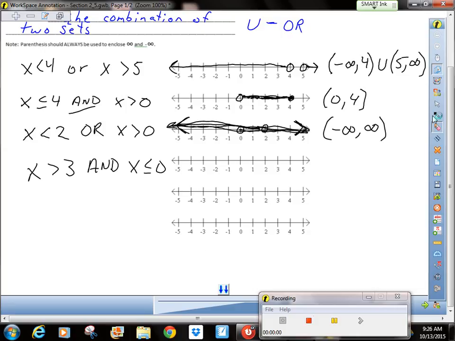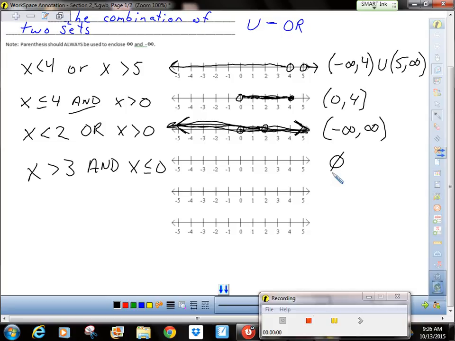There are no numbers, and if you think about that, it kind of makes sense. Is there any numbers at all that are greater than 3 and less than 0? The only numbers that are less than or equal to 0 are negative numbers, and there's no negative numbers greater than 3, is there? So, on this one, it would just be what's called the empty set, meaning there's no solution.